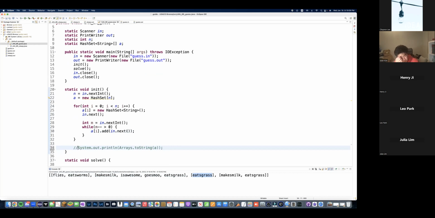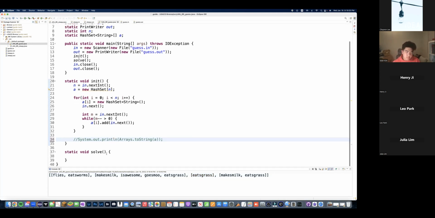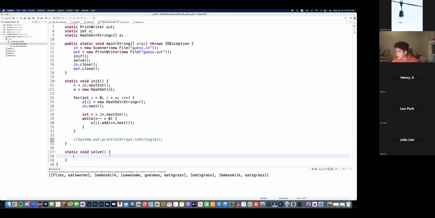Is anyone confused as to why I use the hash set? Just to clarify, I'm going to explain one more time. A hash set basically takes in things, but it doesn't take in repeats. If it were an integer hash set, let's say I put a 1 and then a 1, then it'll only keep one 1. And that's what we want here, because even if there's overlapping characteristics, we just want one of them. Plus, a hash set is much faster.